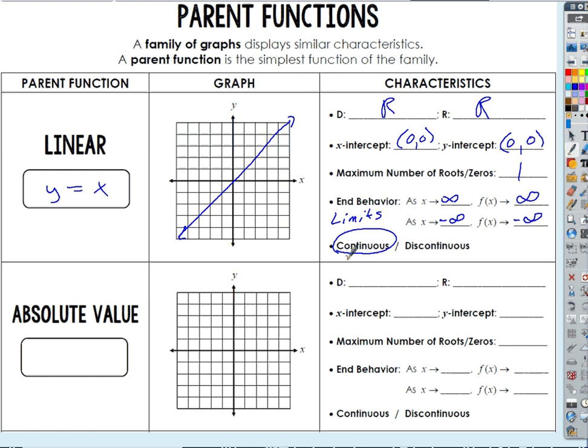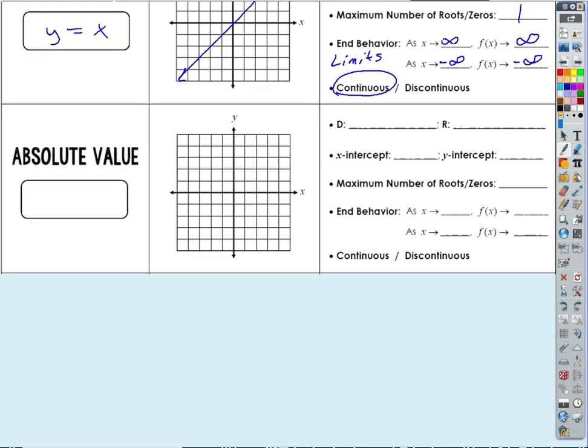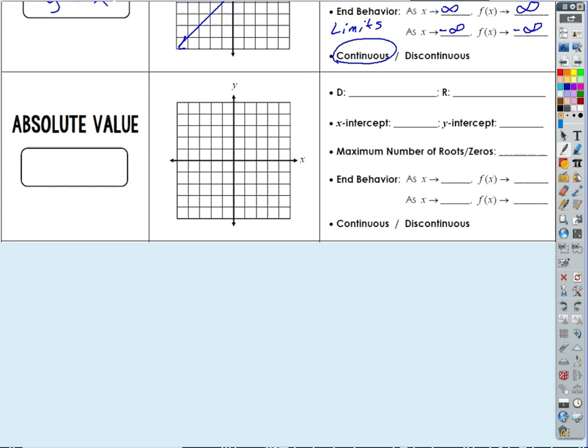Okay, now you don't need to write anything down in your notes here unless you're using pencil and you can erase it. But I want you to just take a second and see if you can remember what an absolute value graph looks like. And see if you can just take at least an educated guess at what all those answers are going to be. Just take 30 seconds or so and see what you get for that.